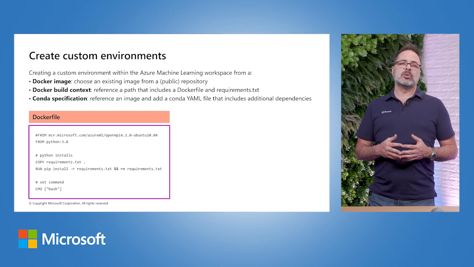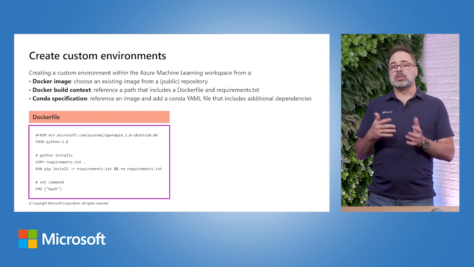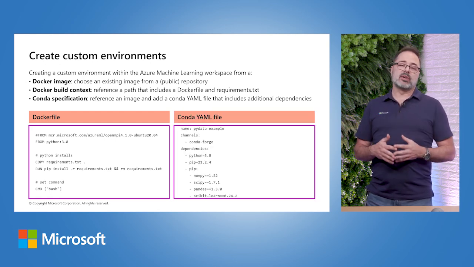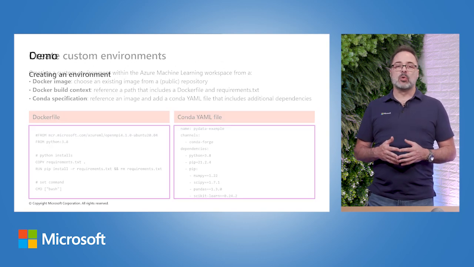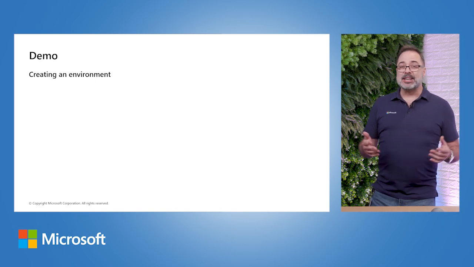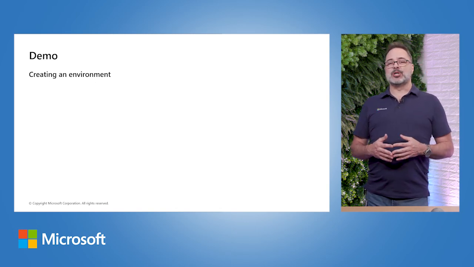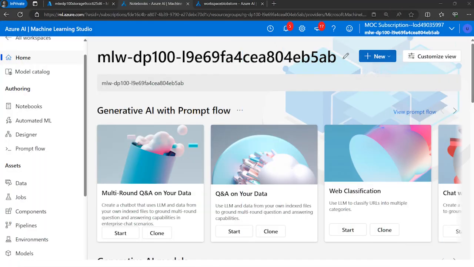So we can do this by using a Docker file to specify the configuration, or we can use conda YAML files to define the configuration as well. Both of these options can give you full control over exactly how the environment is being configured. Let's take a closer look at using environments in the Azure Machine Learning Workspace with a demo. Let's go. All right, so let's look at environments in the portal here.